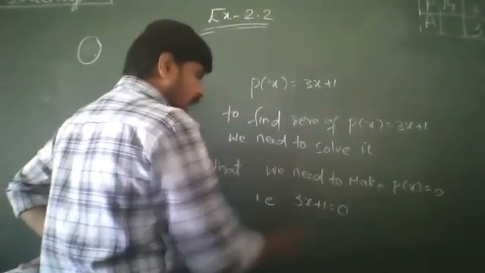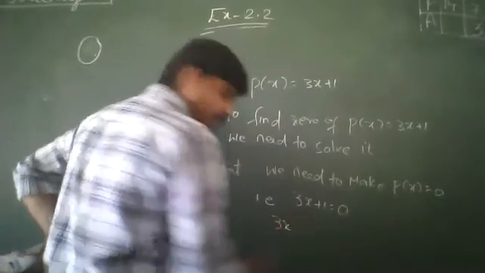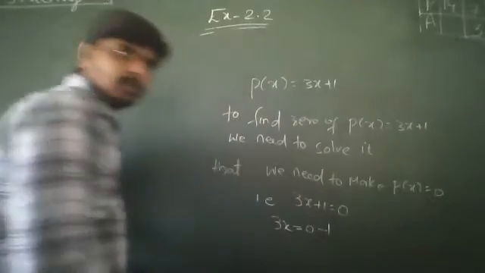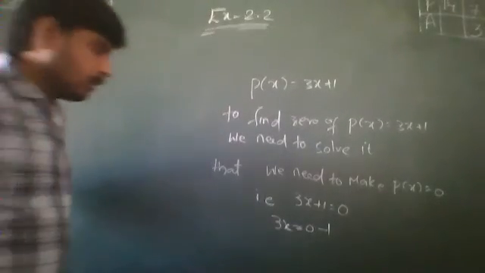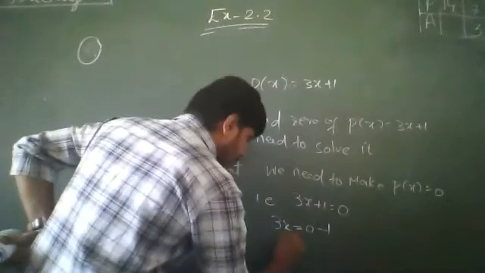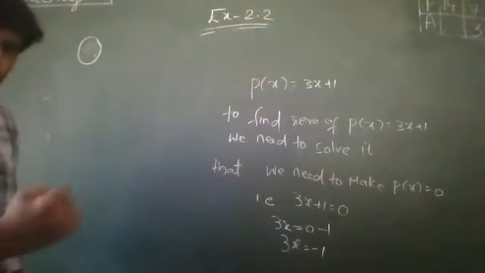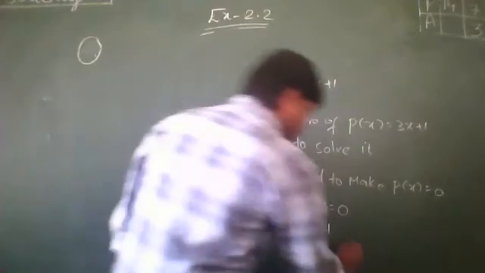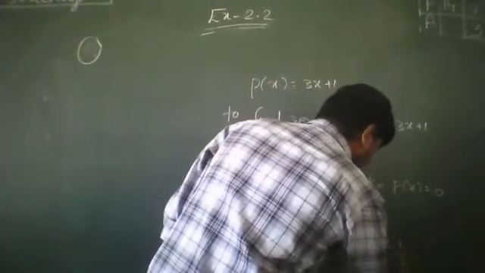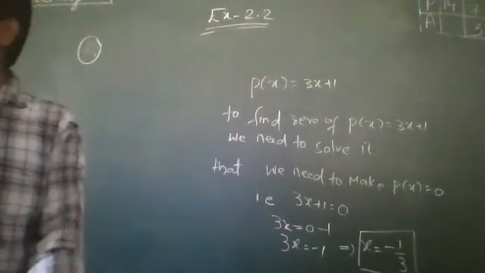Now transpose this to this side. What it becomes? 3x is equal to 0 minus 1. Clear? Now 3x is equal to minus 1. The next step, transpose 3. What it becomes? Minus 1/3. Clear? x is equal to minus 1/3.